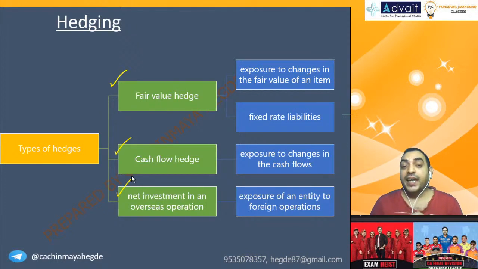The third one, net investment in foreign operation. You have investment in a foreign subsidiary or joint venture in a foreign country. That investment value you want to protect, because exchange rates keep fluctuating and other reasons also will happen. So for investment in the subsidiary, investment in foreign operation, it is a fair value component as well as a foreign exchange component. So multiple factors are there. So net investment in foreign operation is the third part.